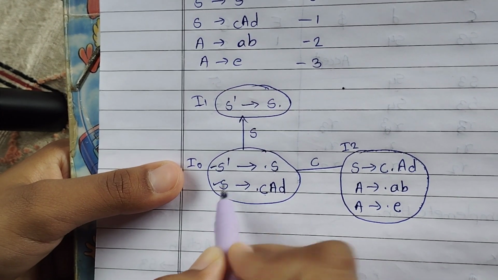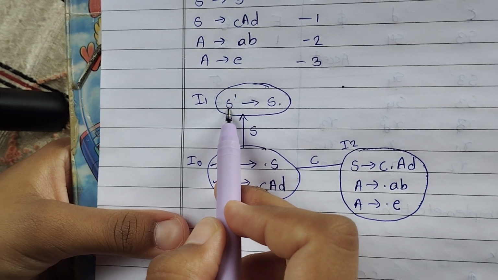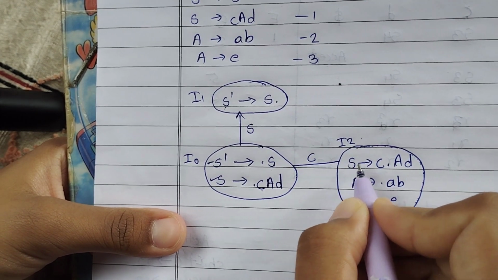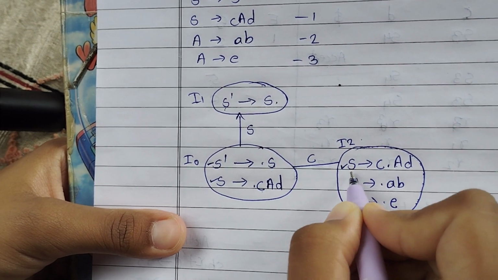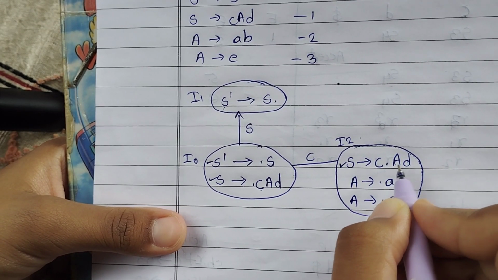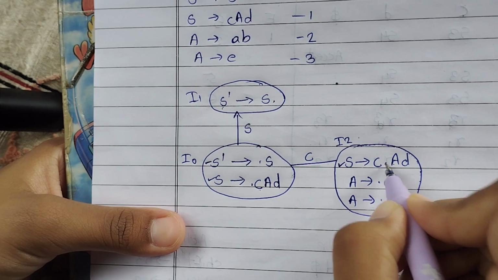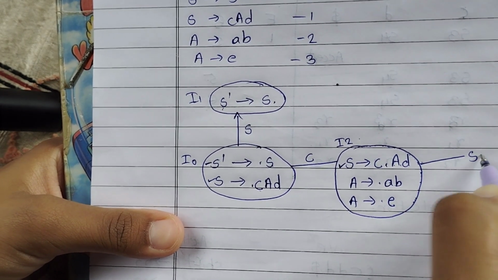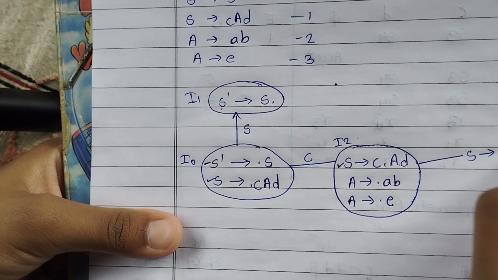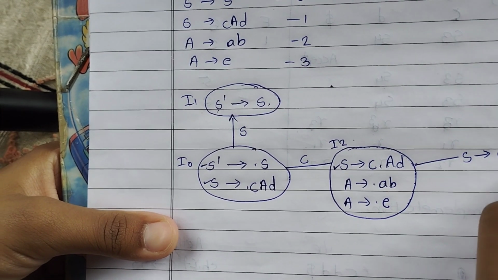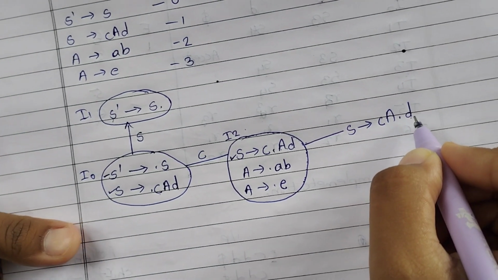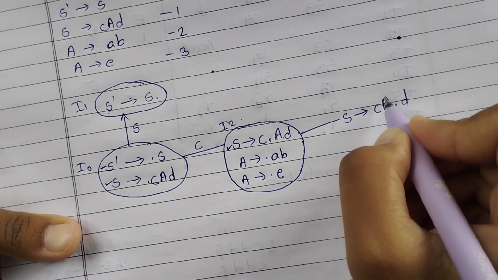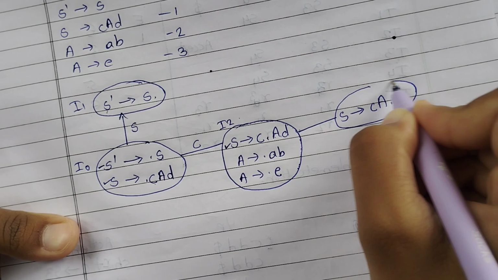I0 state is completed. Now I1. So it is also a final state, so we don't do anything. Now I2 state. We visit one by one all the grammar. So first here S → C dot AD. Now this dot changes with respect to A. So we write here S → CA dot D. Now dot D. So D is a terminal, so we do not explore this D further. So this is the final state for the S.